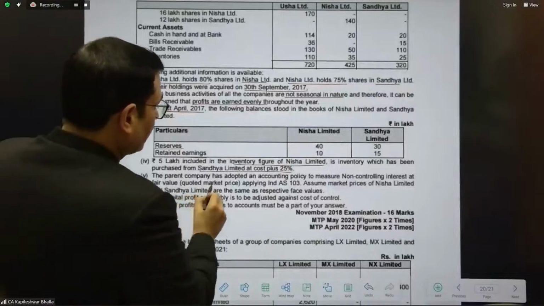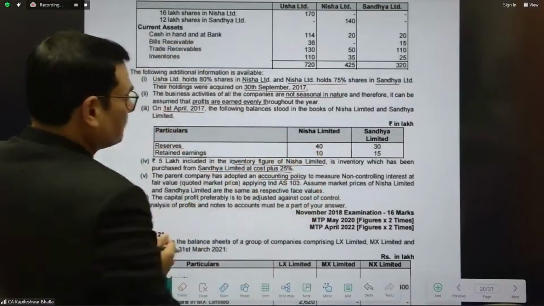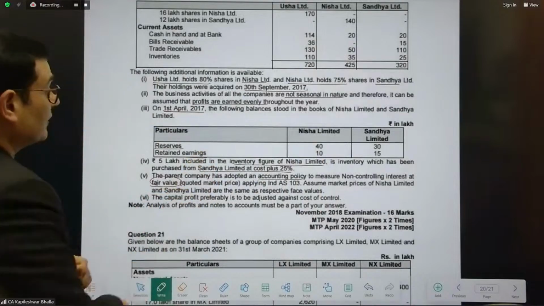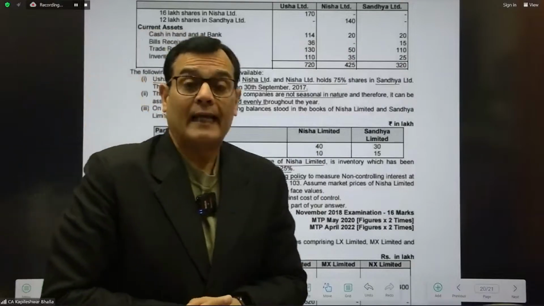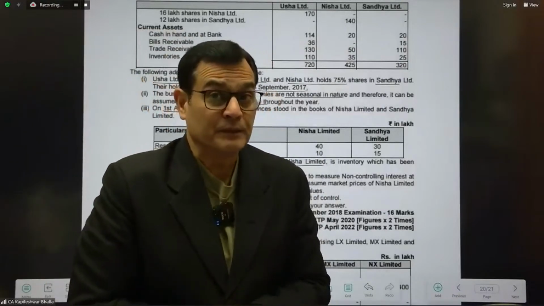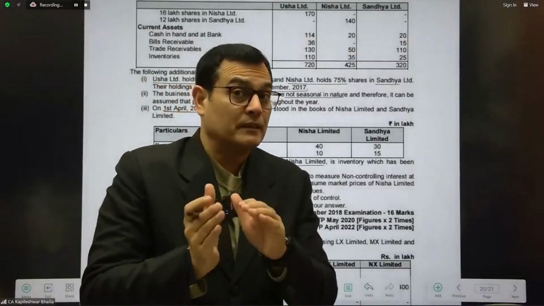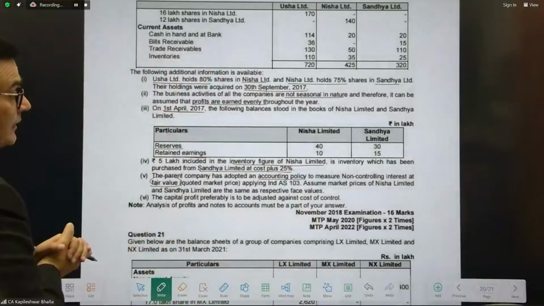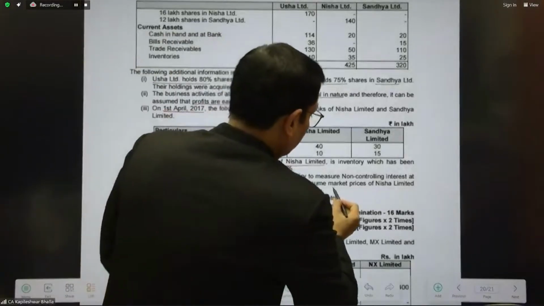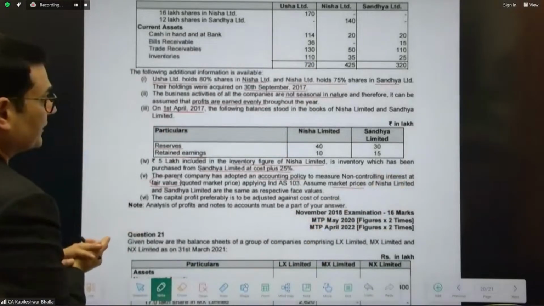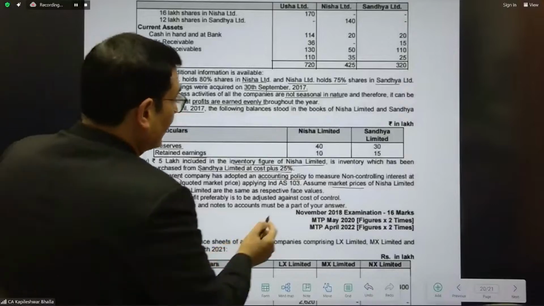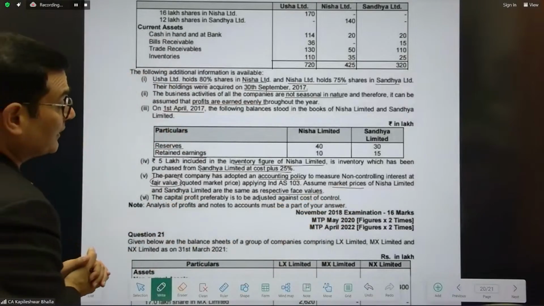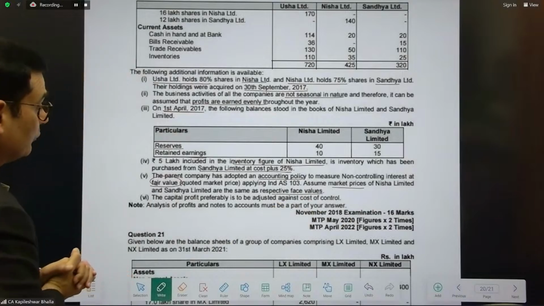Then it says the parent company adopted an accounting policy to measure the NCI at fair value, which means that we're going to get a full goodwill. And if there is any impairment, that needs to be split between the parent and the NCI. And then it says, assume that the market prices of Nisha and Sandhya are the same as the respective face value. So we need to consider that the market value and the face value of both the companies is equal.